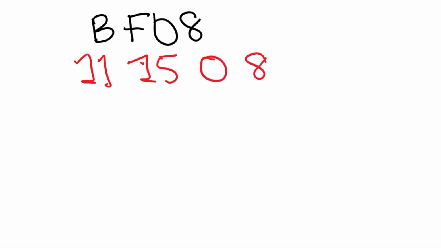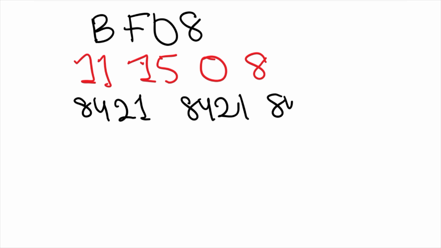Now what we're going to do is again use the 8421 method. So 8421, 8421, 8421, 8421. Now we're going to see what numbers from 8421 could be added to make the number that's above. So for example, we have the number 8. What numbers could we add from 8421 to make it 8? So 8 itself is already in 8421, so we don't need to add anything. We know that 8 is equivalent to 8.